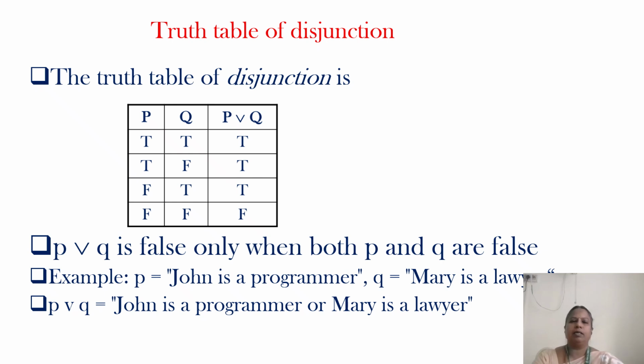And here we present the truth tables related to the logical connectives. First one is the disjunction, P or Q. P or Q is false for the combination where both P and Q are false. In other cases, P or Q is true: true, true, true; true, false, true; false, true, true; false, false, false. So we can say that P or Q is false only when both P and Q are false. This is the truth table for disjunction.